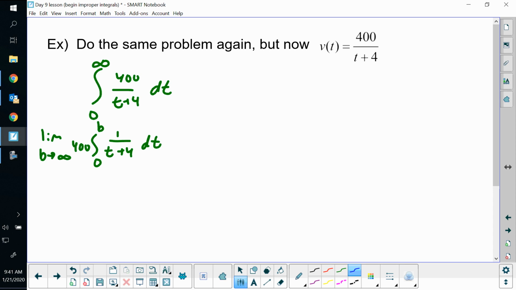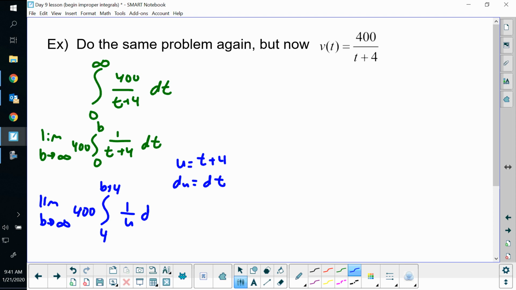We can do a little u substitution. u will equal t plus 4, du will just equal dt. So this will be the limit as b approaches infinity. We'll have 400, our new integral bounds will be 4 and b plus 4, and we'll have 1 over u du.